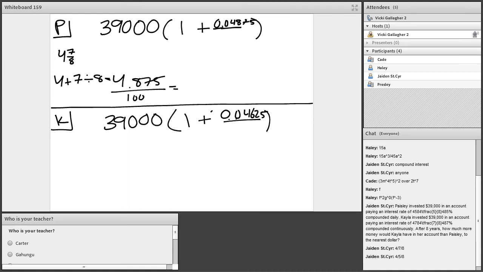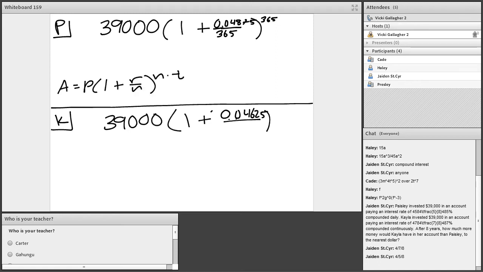The first one, Paisley, it says it's compounded daily. That's 365 times. And it's going to be a 365 up here as well, because if you remember the formula, and again, if you don't have it memorized, that's okay, because we're going to give it to you on the test. But the formula was A equals P times 1 plus R over N to the power of N times T. So I have to put that 365 up there as well.